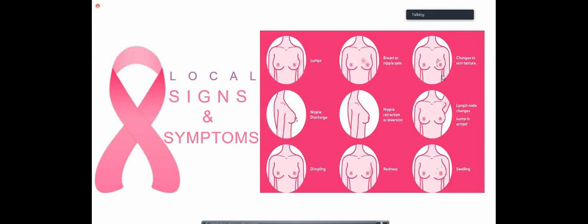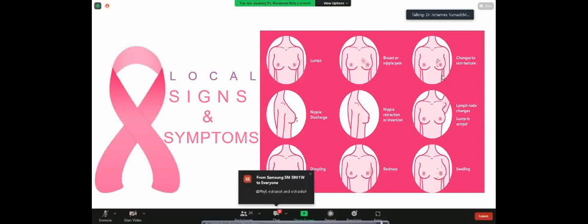And then in some people, they may have breast or nipple pain. I think it is only in 5% of people with breast cancer that experience pain. So usually pain is not a common marker. And then the skin around the breast may also change. So when you observe any change in the texture of the skin, whether there's a lump or there's a breast.